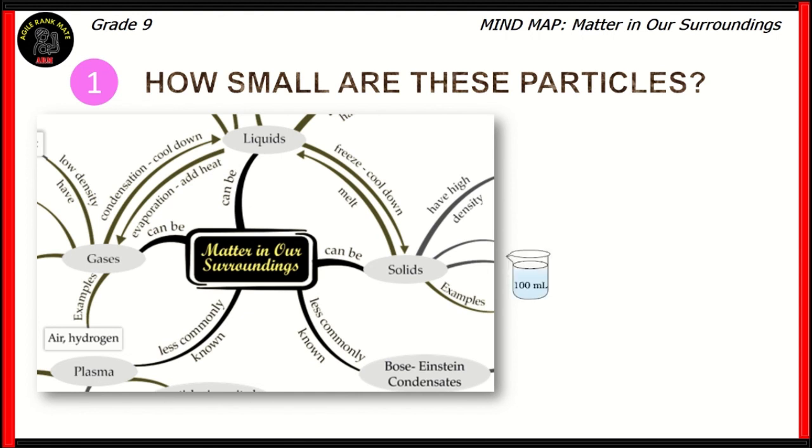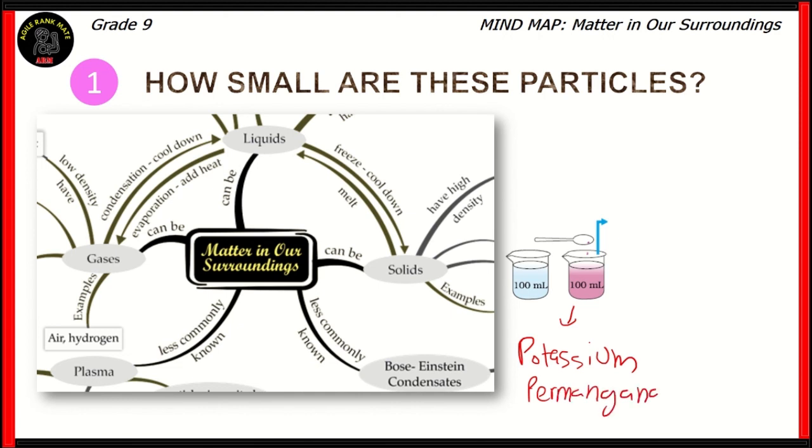So first we take 100 ml of water. Then we add a bit of a chemical known as potassium permanganate. We'll be adding crystals of potassium permanganate. And if you can see, the solution has turned purple when we mix it, and the potassium permanganate spreads all over the water particles. Then we can see that the solution is purple.